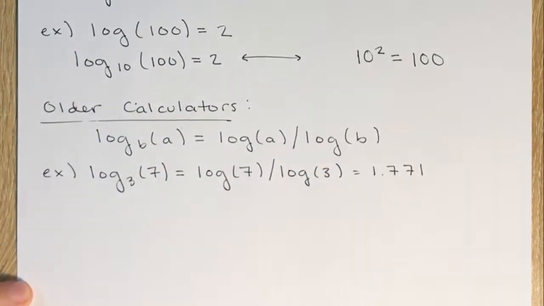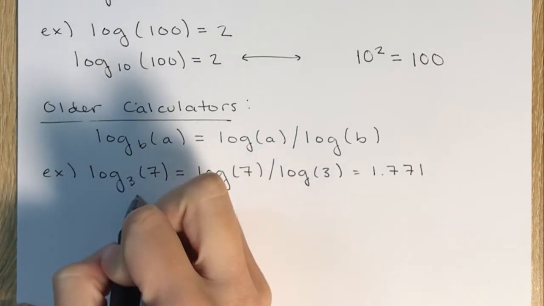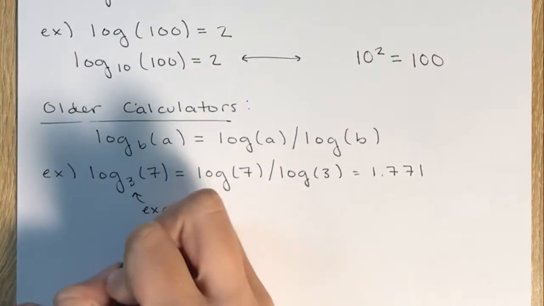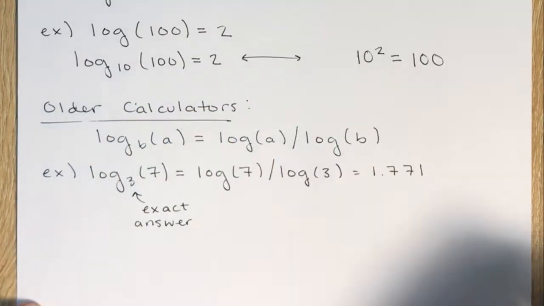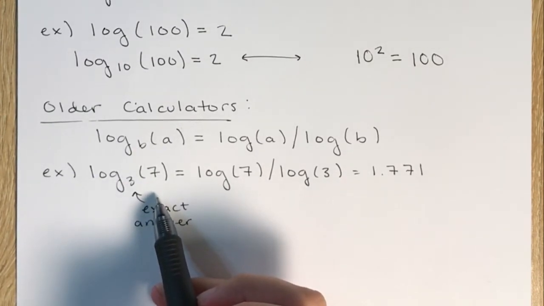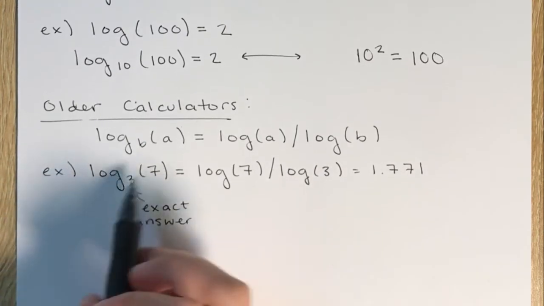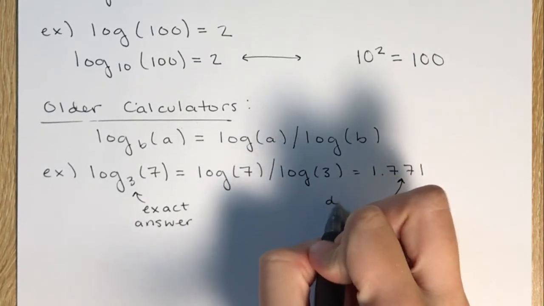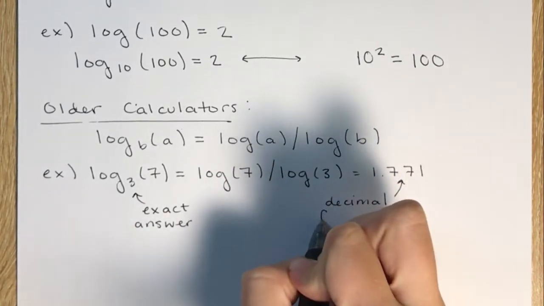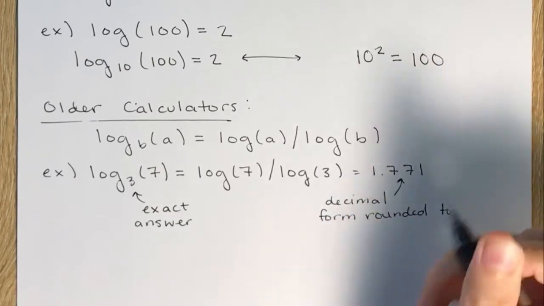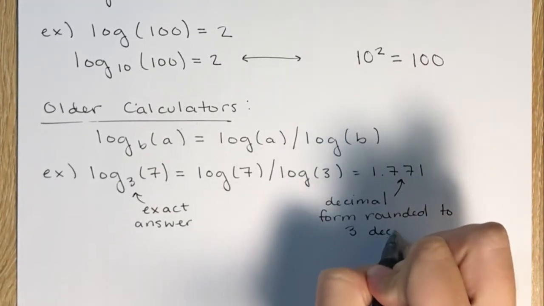One more thing while we're talking about notation and calculator stuff. This is what we would call an exact answer. This is what, for the most part, WebAssign is going to want you to give. Whenever you have those big text boxes, it will want something that looks like this. This is the answer in decimal form, rounded to 3 decimal places.